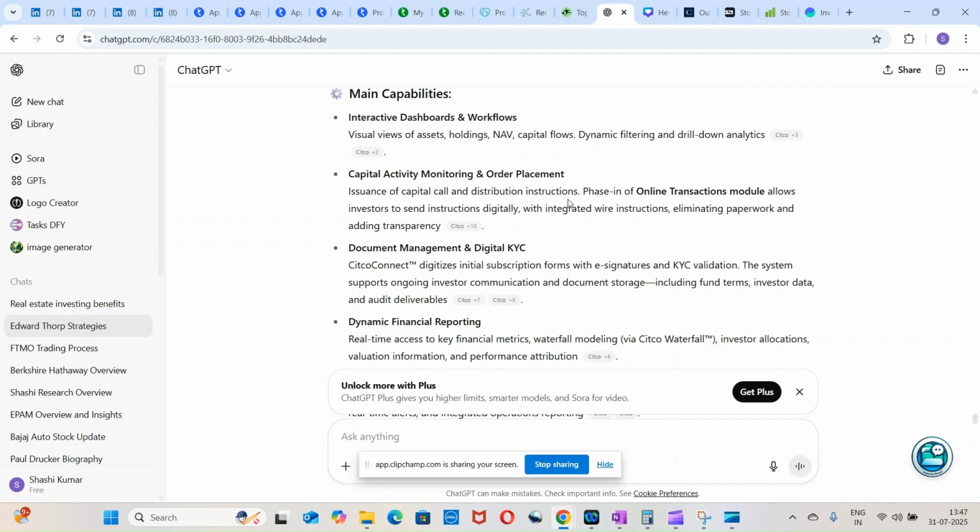Capital activity monitoring and order placement are there, so issuance of capital calls and distribution instructions is available, and a phase-in of an online transaction module allows investors to send instructions digitally with integrated wire instructions, eliminating paperwork and adding transparency.